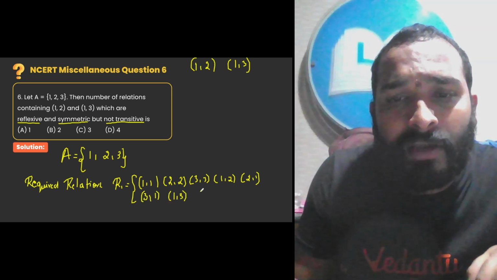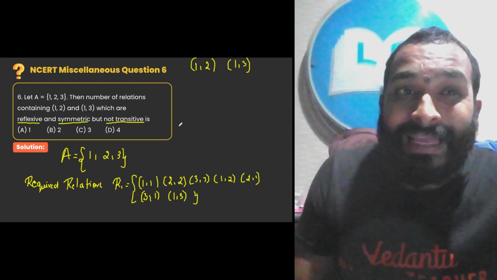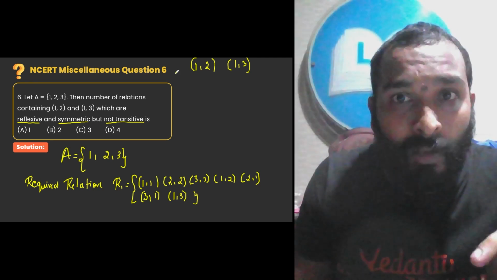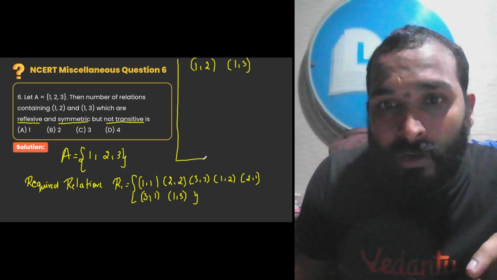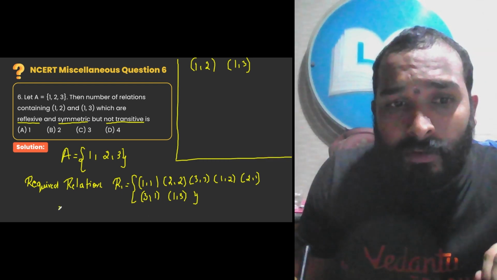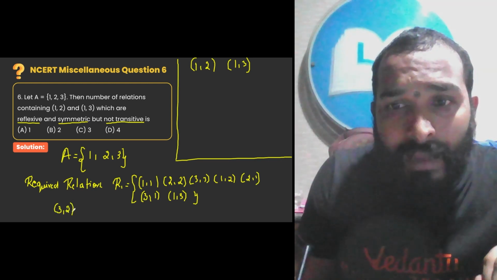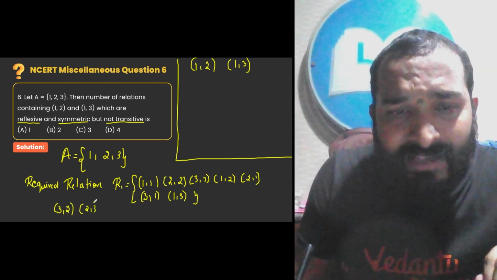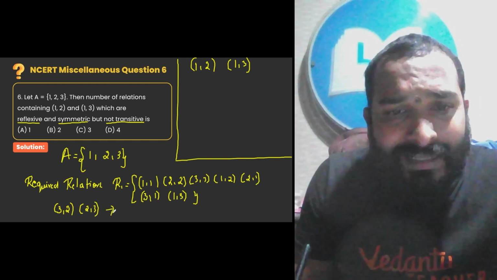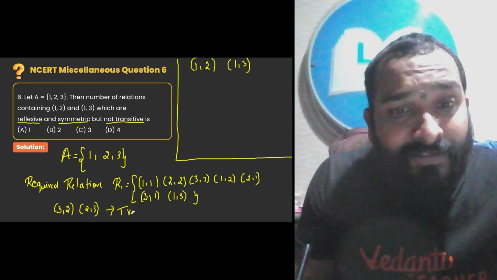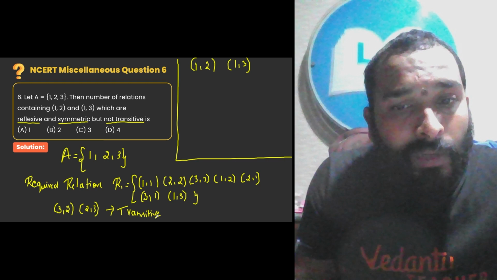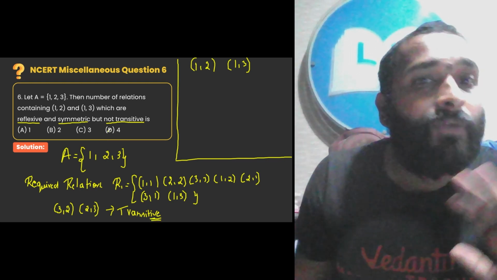Correct, children? Yes. Now, observe this. Including all the 3 elements, what are the other relations we have not included? We have not included, observe this very carefully, 3, 2 and 2, 3. Why, children? Tell me. If you include 3, 2 and 2, 3, then this relation will become transitive. Right, children? It will become transitive. Then it is not required for us. It should not be transitive. It should be reflexive and symmetric.